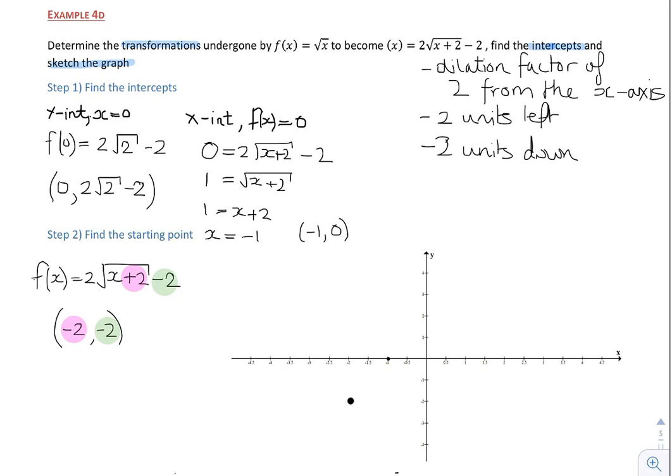If we plot these points, we plot our starting point at (−2, −2), our x-intercept at (−1, 0), and our y-intercept at (0, 2√2 − 2). Remember, that's about 0.8. You can check in a calculator. That's enough to graph this, so we're just going to put in a line. Nice. You'll also need to label your important points. You should also label your y-axis intercept as (0, 2√2 − 2). And then this question is done.